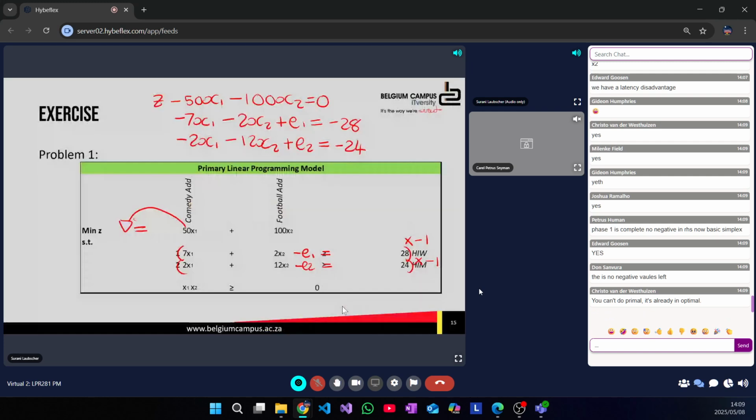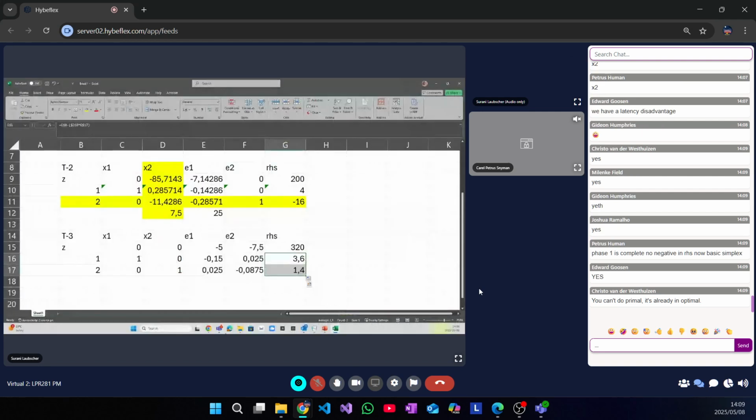Why do we pivot in the Z row? Because it's positive. Do we have any? So it's already optimal. It's only in dual simplex that you see phase 1. So it's optimal. You can make your little star saying I'm a star. There we go, optimal students.